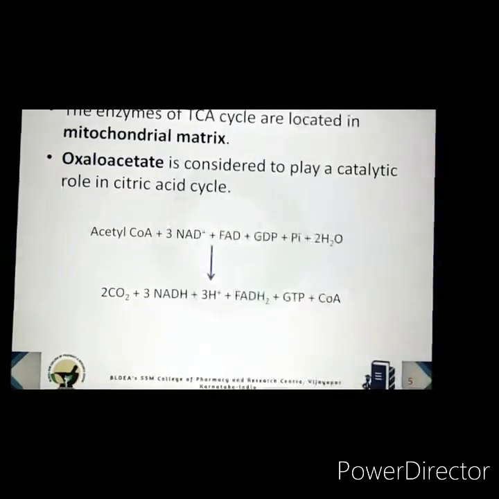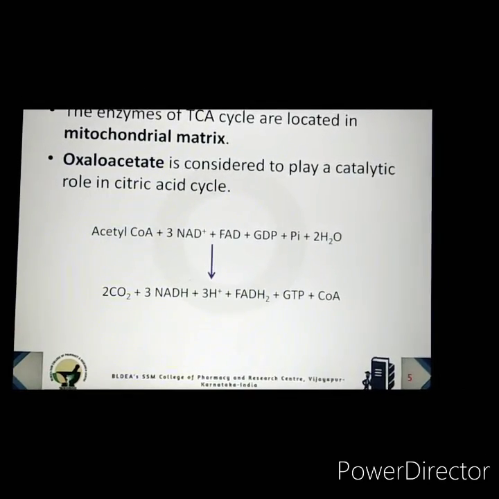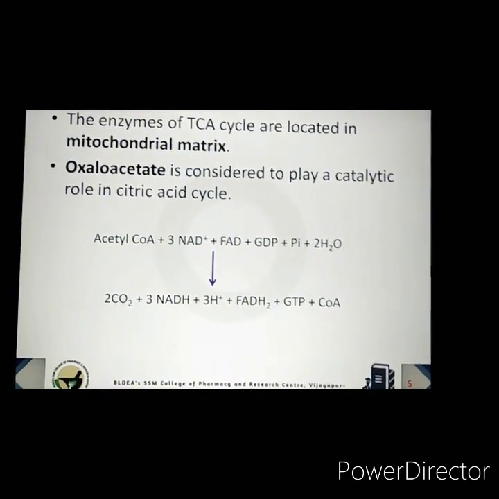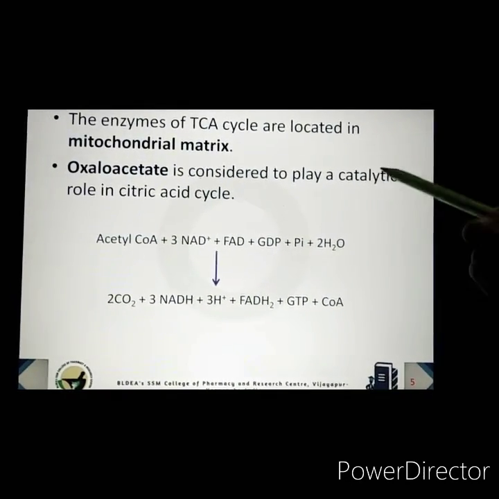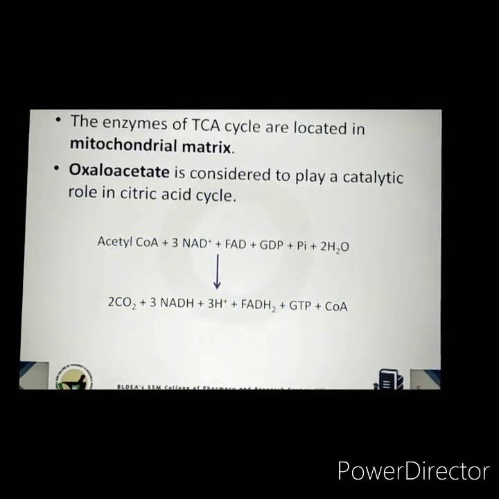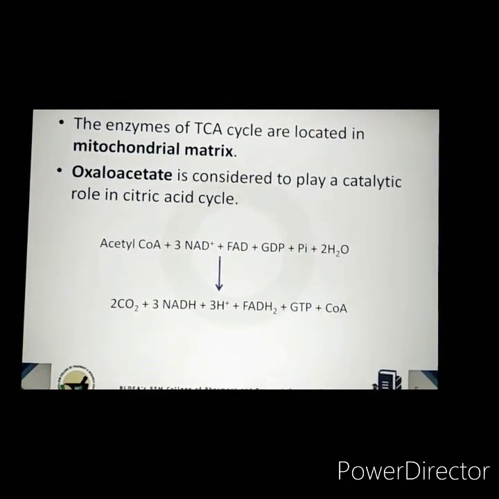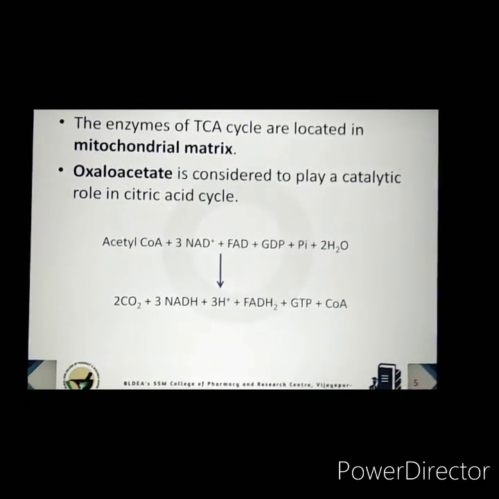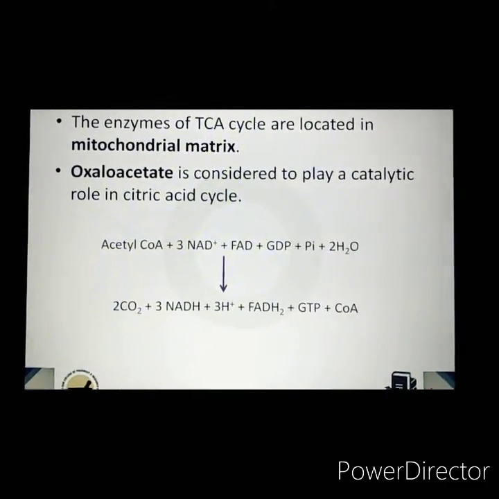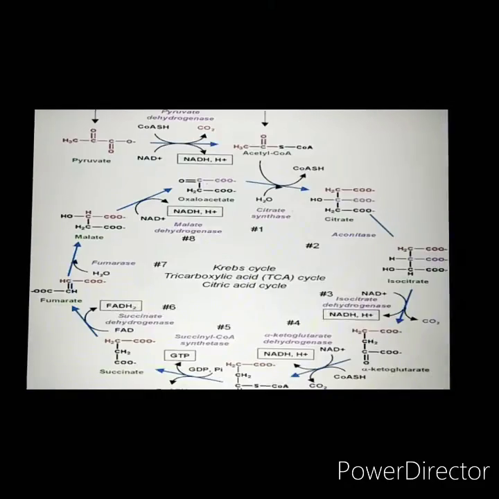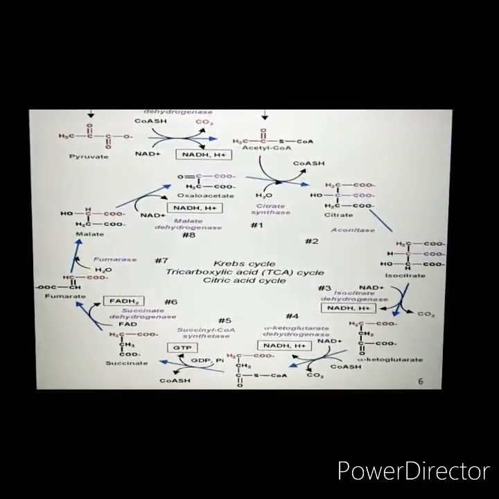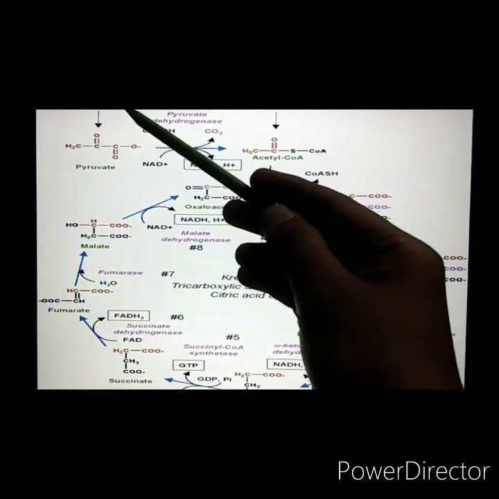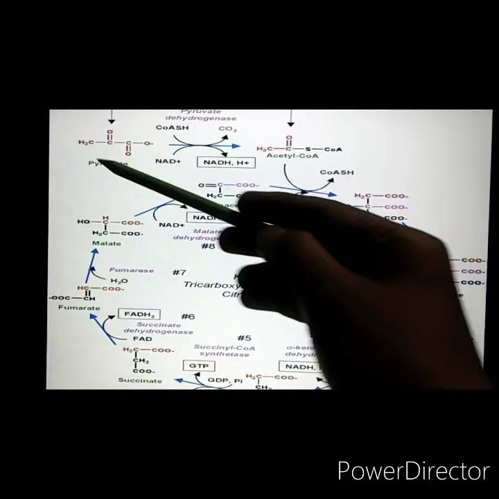Next, the important point to remember is oxaloacetate. This oxaloacetate is one of the important intermediary compounds of TCA cycle, and this oxaloacetate plays a catalytic role in citric acid cycle. We will see how it plays a catalytic role in citric acid cycle. So now let us see in detail how citric acid cycle is being carried out. So this is the pathway for citric acid cycle. You can see the very first step, that is glycolysis, wherein glucose is being converted to pyruvate.